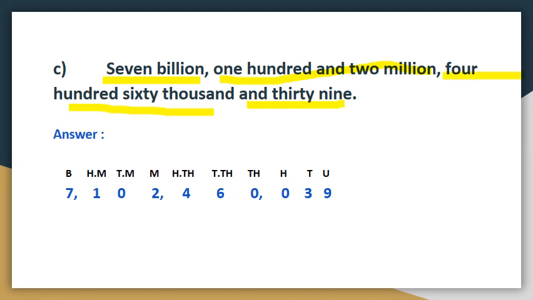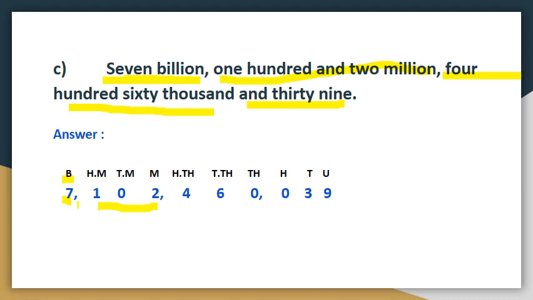7,102,460,039. Now first we have 7 billion, so we write 7 in the billions place. Then we place a comma. After that we have 102 million, so 102 in the millions group.